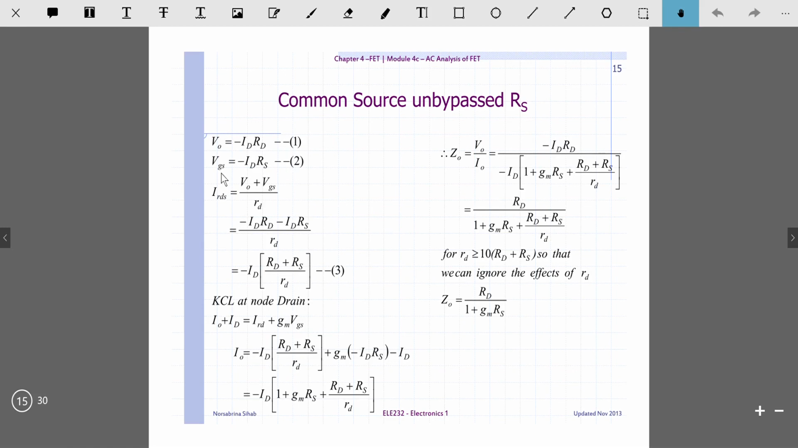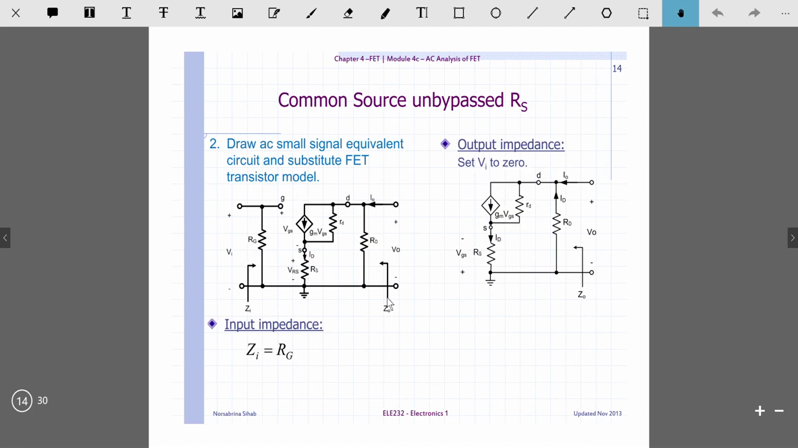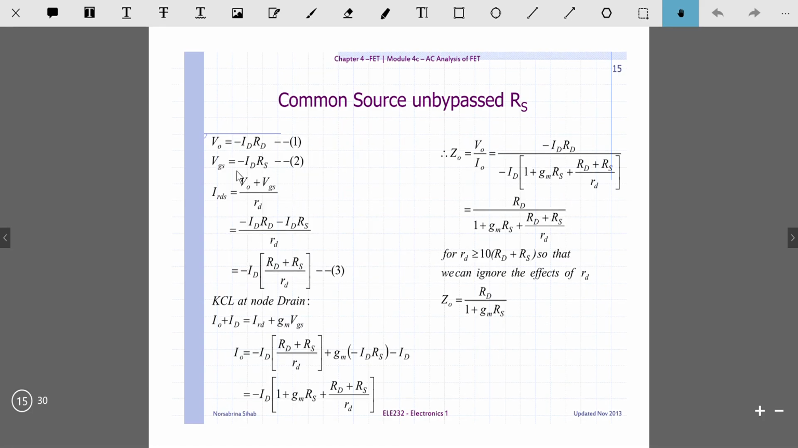For VGS equals minus IDRS as equation 2 over here, this equation comes from the circuit over here. So VGS equals minus IDRS. Alright, so from here you will have two equations, Vout and also VGS.